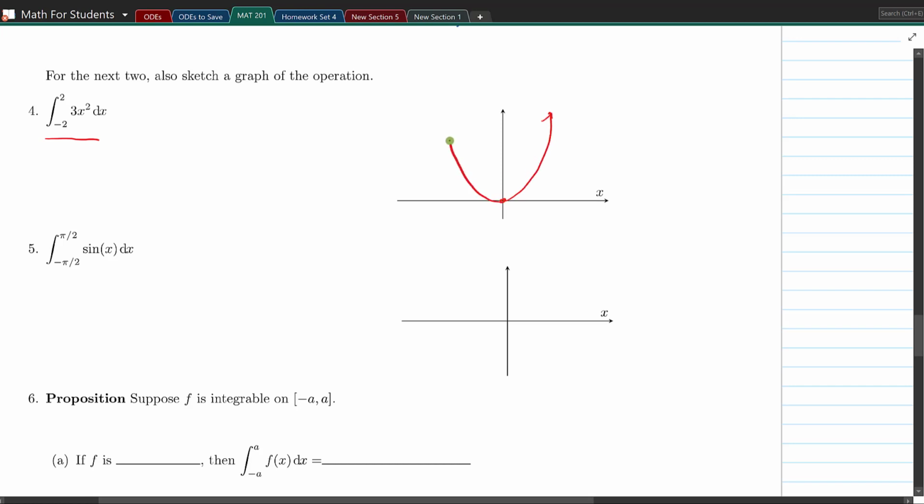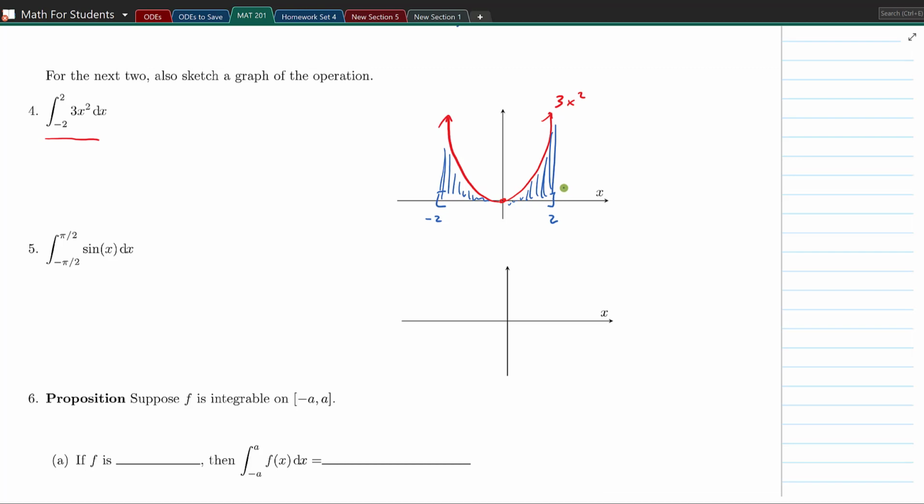Here is the function 3x squared, and what are we being asked to do here? We're being asked to compute the area underneath the curve, the net area, from -2 to 2, which I've represented by shading blue here. So we've been asked to compute this area, and we want to do so using our definite integral.